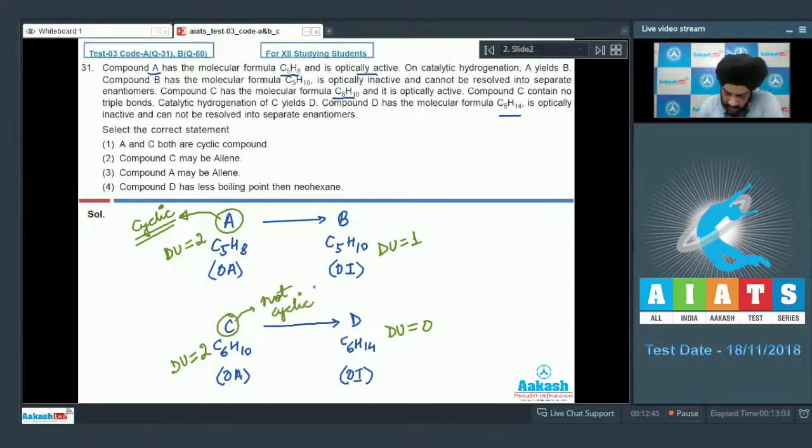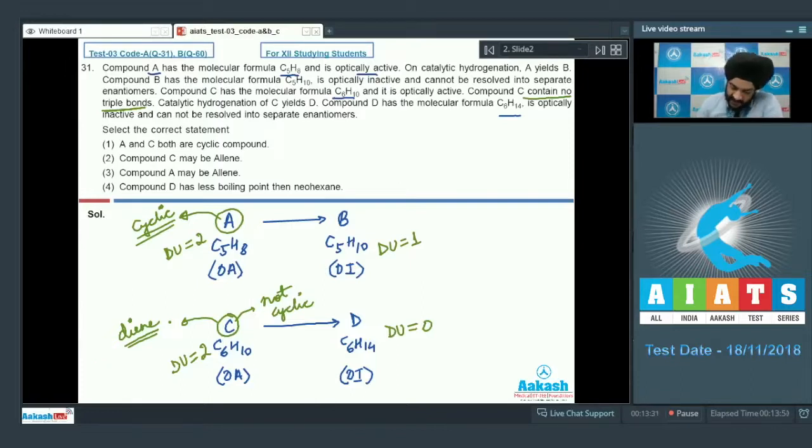Degree of unsaturation equal to 2 can imply that there can be an alkyne, or the compound can be a diene as well. The examiner explicitly mentions to us that the compound C has no triple bonds. So the only option left to us is that the compound is a diene. We can have a cumulative diene, an isolated diene, or a conjugated diene, but we have to keep the optical activity into account as well. Let's first try and figure out the structure of C itself.